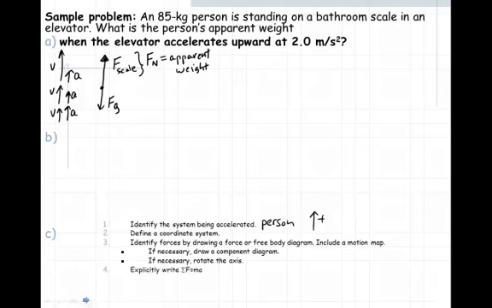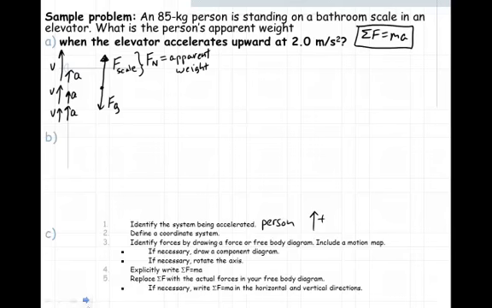So now we want to explicitly write F is equal to ma. Remember, you get credit just for writing this equation down, so you might as well. And then we want to replace the forces in F equals ma with the actual forces in this problem. So let's write them out. The actual forces are the force of the scale and the force due to gravity. And according to Newton's second law, those two forces must equal ma.